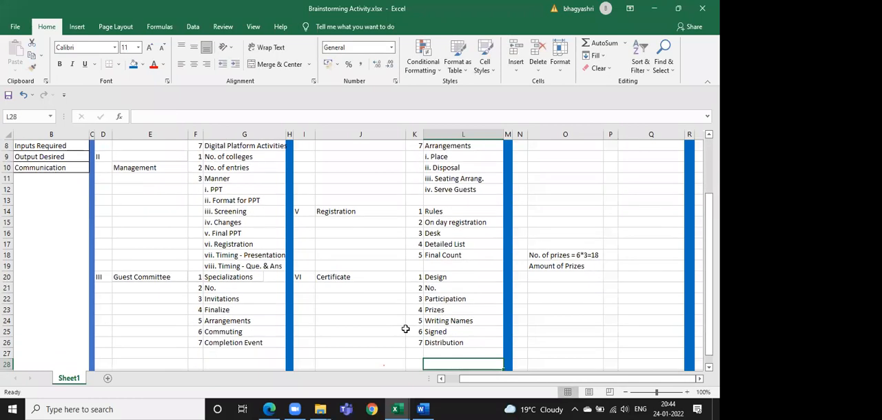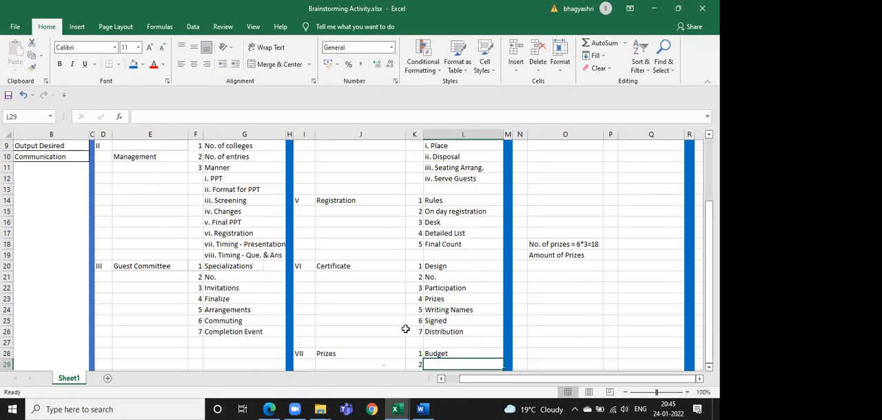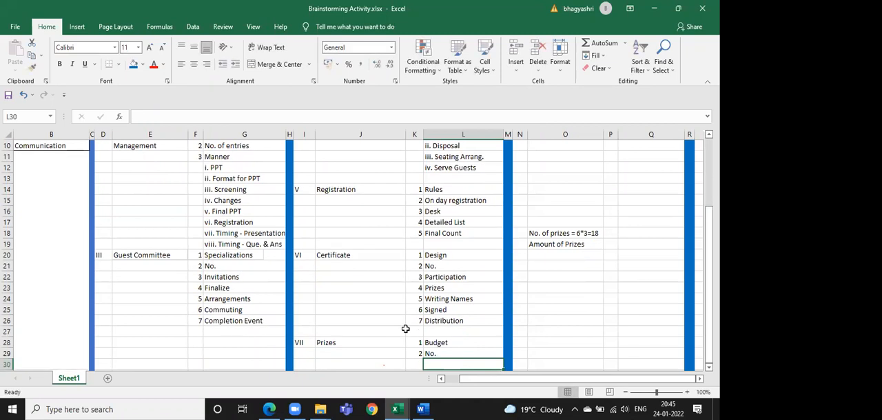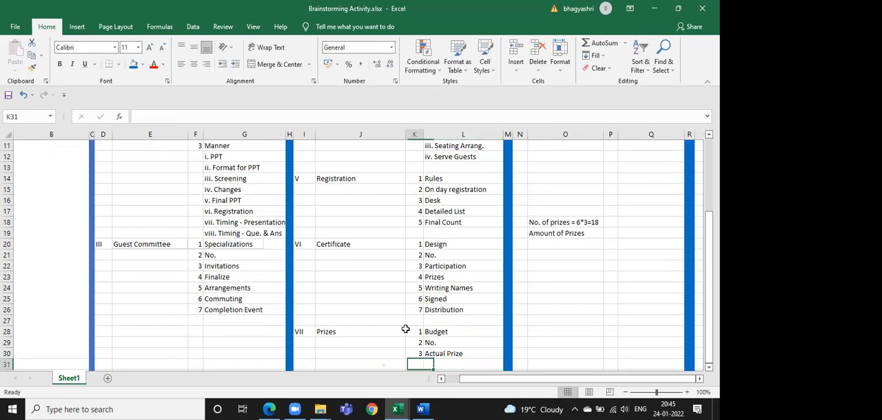Just as we have the certificate committee, the next committee I could think of is with respect to prizes. With respect to prizes, we have the budget, which has to be an approved budget. Then we decide the number of prizes. Then what do we give as a prize? Is it a medal, is it a cup? Along with the certificate, finalize the actual prize that will be given. And as the competition is going on, collect the names of the students, the prize winners' details.